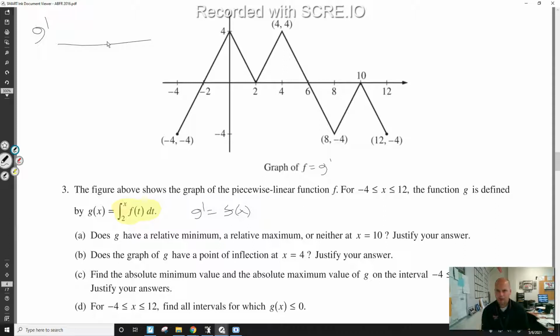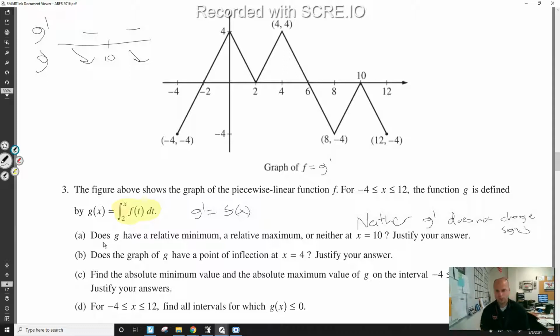So at 10, G prime does not change signs. G is going to go down, flatten out, go down. It's neither. G prime does not change signs. Easy.